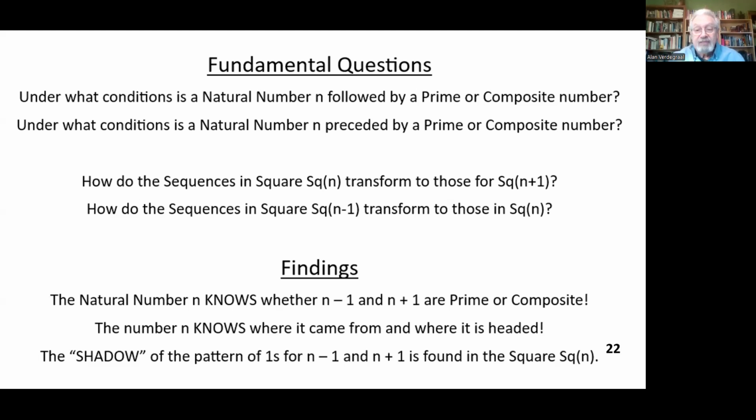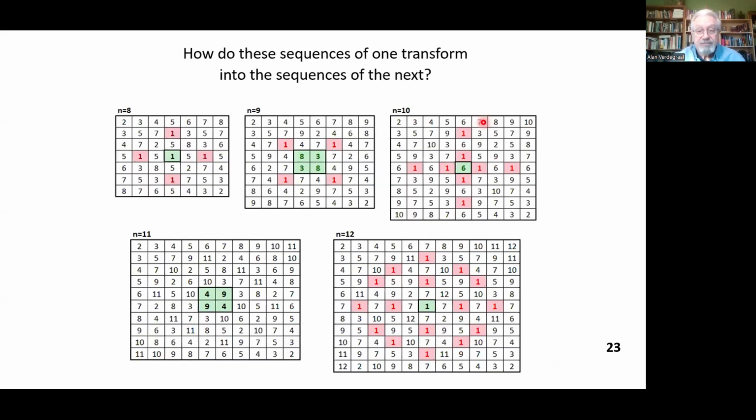So how does this happen? You saw the pattern of ones that occur for composite numbers and the lack of any pattern for prime numbers. These patterns for n minus 1 and n plus 1 and the lack of the pattern actually show up in the square SQ of n. The shadows from the patterns of ones show up in the square of n. How do these sequences change from one number to the next when adding or subtracting 1 from n? Understanding this will tell us how n knows the primality of its two immediate neighbors.